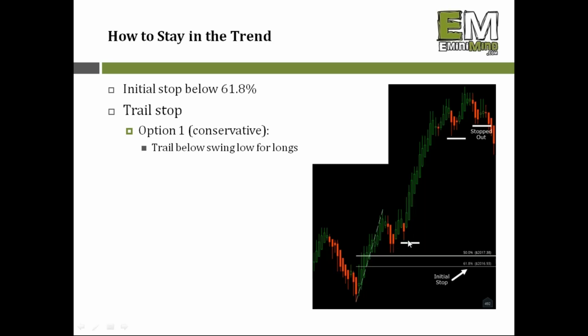But just tighten your stop up underneath the swing low. The market starts to run up, then it pulls back, then it returns to new highs, and you just bring your stop up to the next swing low, excuse me, for longs. You'd be using swing highs for shorts. So that's a little bit more conservative approach because you have to let the market pull back a little bit before you tighten your stop.